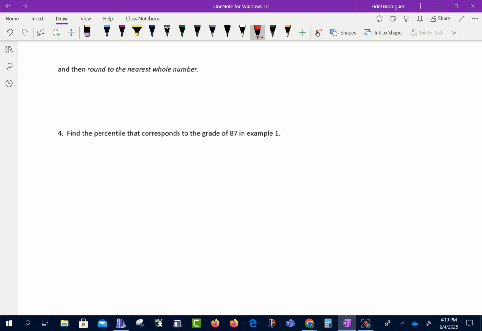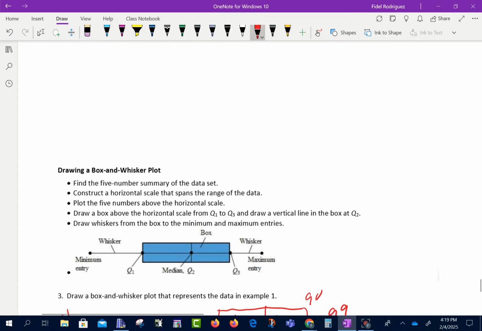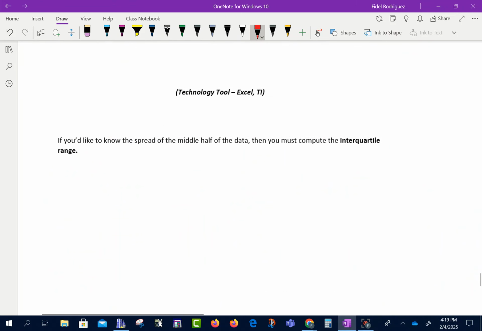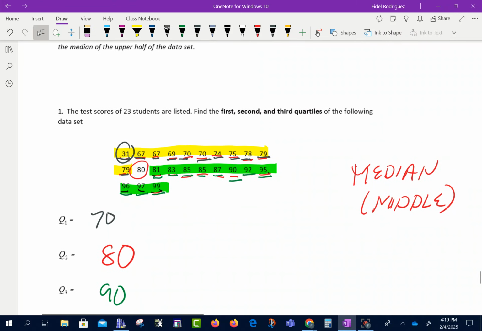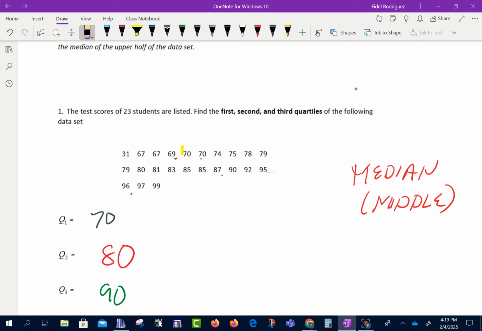So look what it says here. Can we find the percentile that corresponds to a grade of 87? Let me show you how I'm going to do this. First thing I'm going to do, I'm going to scroll back up here. Okay, we're looking for 87. Let's do this so that it works easy.